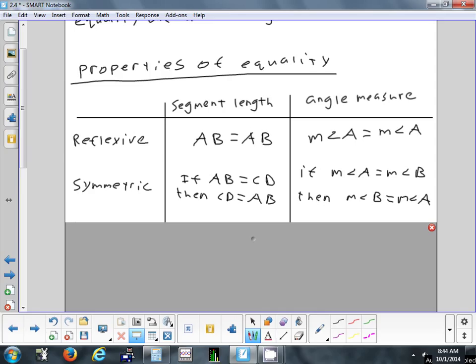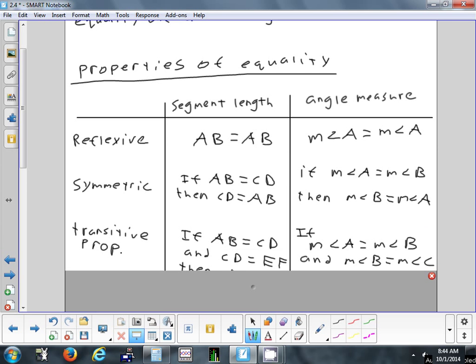And what's the last one that we usually see when we see reflexive, symmetric? Dakota? What's that third one? It's like a chain of things happening. Not symbolic. A good guess, but yeah. Transitive. Transitive property.